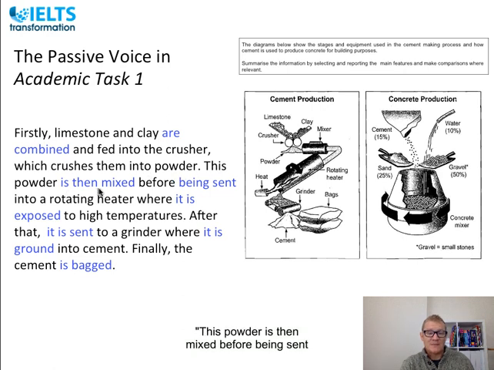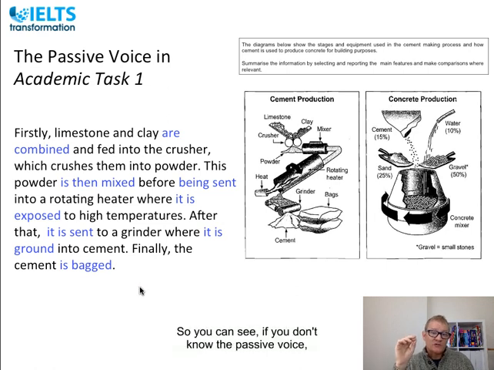This powder is then mixed before being sent into a rotating heater, where it is exposed to high temperatures. After that, it is sent to a grinder where it is ground into cement. Finally, the cement is bagged.